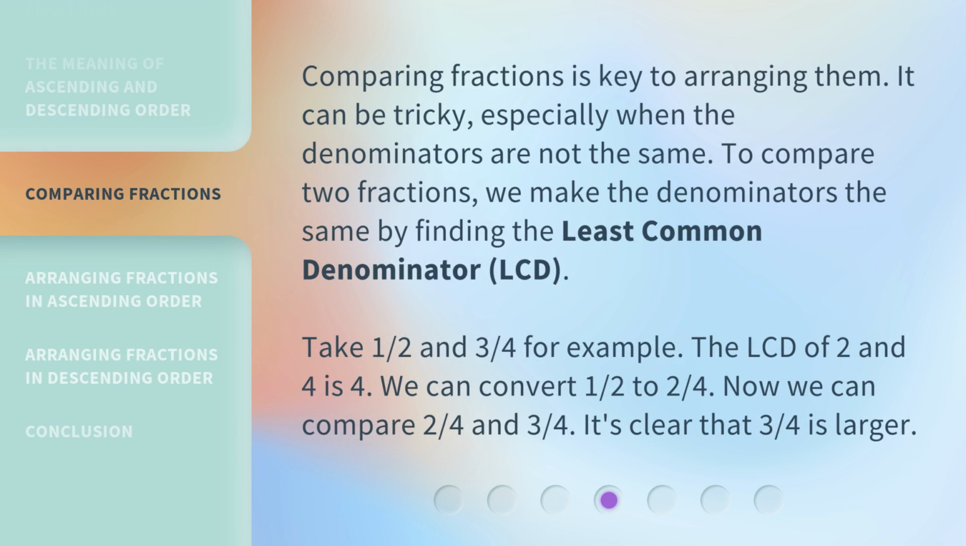Comparing fractions is key to arranging them. It can be tricky, especially when the denominators are not the same. To compare two fractions, we make the denominators the same by finding the least common denominator, LCD. Take 1/2 and 3/4 for example. The LCD of 2 and 4 is 4. We can convert 1/2 to 2/4. Now we can compare 2/4 and 3/4. It's clear that 3/4 is larger.